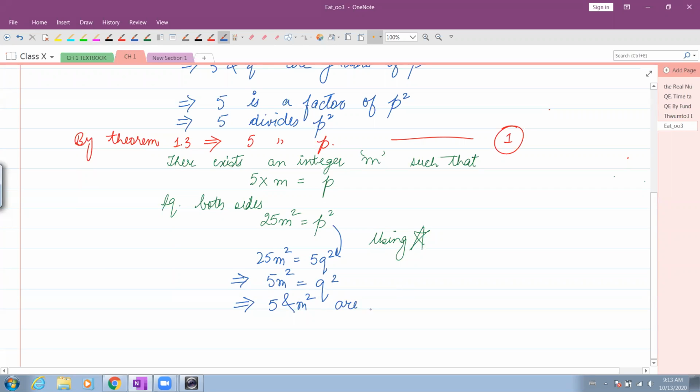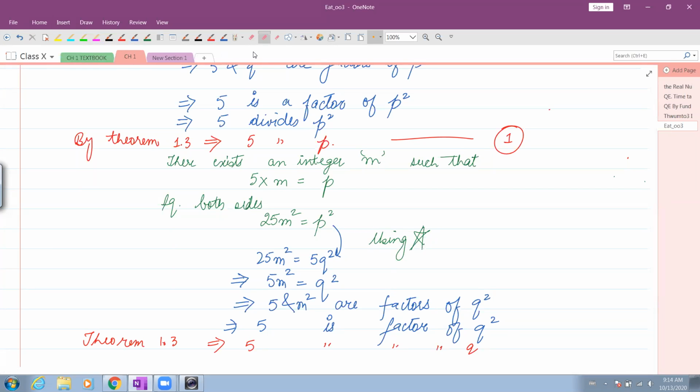Now you have 5 multiplied by m square equals q square, which means these two are factors of q square. I'm not concerned with m square, I'll only be working with 5. 5 is a factor of q square. And I'm going to use the theorem again here. Theorem 1.3 gives me that 5 is a factor of q. Or you could write it in other words, let's just use the same statement I used earlier, that it is actually dividing q.